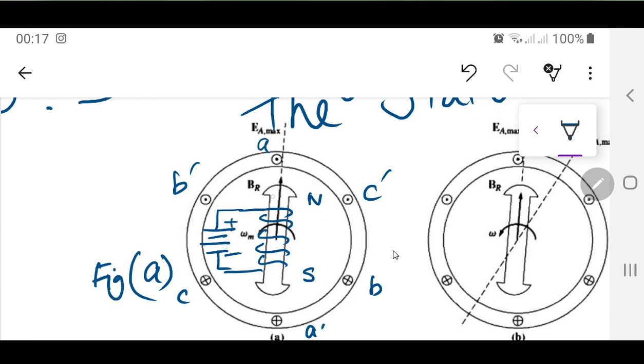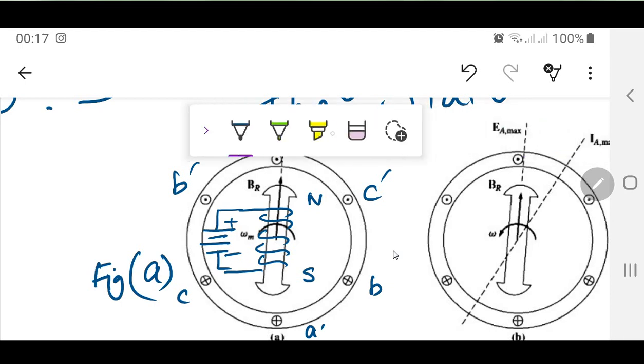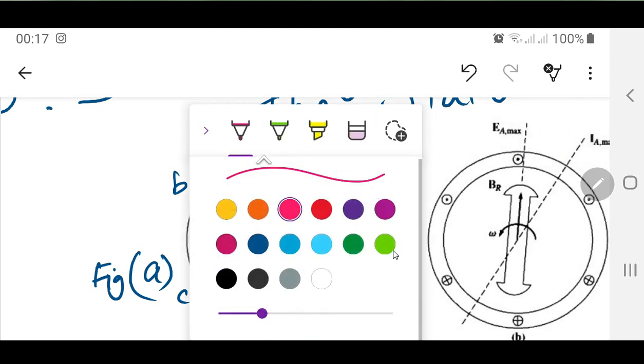Now, this is BR, since the topic is going on towards BR and Bnet and all that stuff. I hope you have gone through that induction motor topic very carefully. This BR is being produced by the rotor, and it is going to produce an induced EMF inside these three conductors, A, B dash and C dash. So this certainly means that you are going to have some EA maximum also.